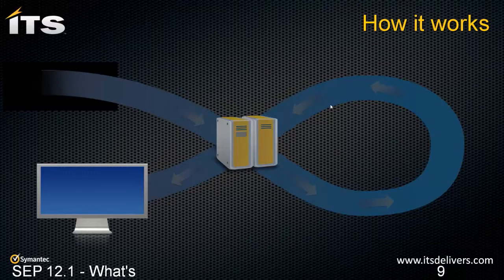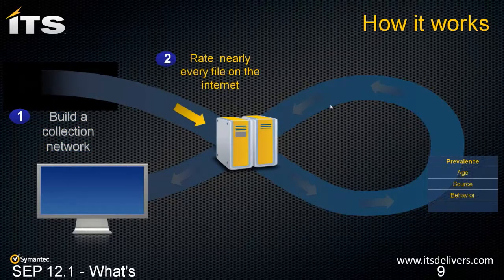So let's talk about how it works. I'm going to build a collection network. What we have going on in the Norton product is this collection network, and we'll be moving that into the SEP or enterprise area, where we collect a group of files and submit those files up to Symantec, rating that file for age, source, behavior, and prevalence. So now I have a rating or a reputation that's built into this file.